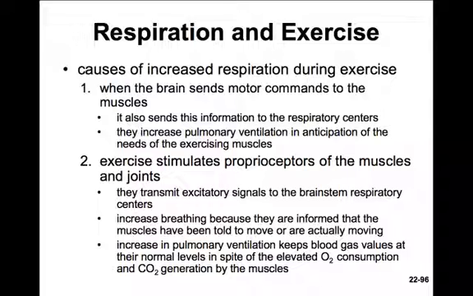Exercise also stimulates proprioceptors of the muscles and joints. They transmit excitatory signals to the brainstem and the respiratory centers. This increases breathing because the brain has been informed that the muscles have been told to move or are actually moving. The increase in pulmonary ventilation keeps blood gas values at their normal levels in spite of elevated O2 consumption and CO2 generation by the muscles.